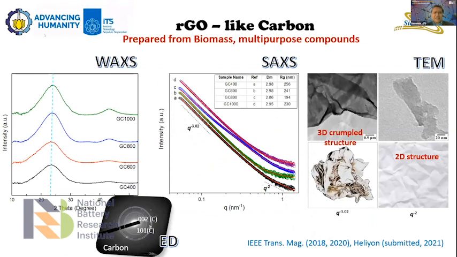Well, if we compare between WAXS and SAXS, this is from amorphous carbon or RGO-like carbon prepared from biomass, and this is for multipurpose material. Wide angle X-ray scattering is very similar to XRD.